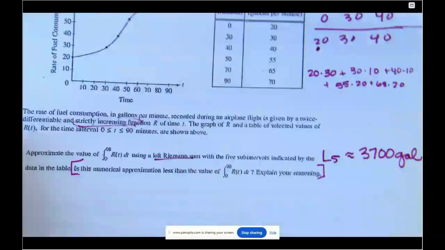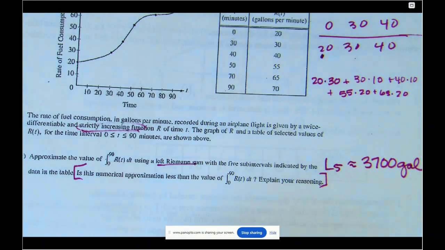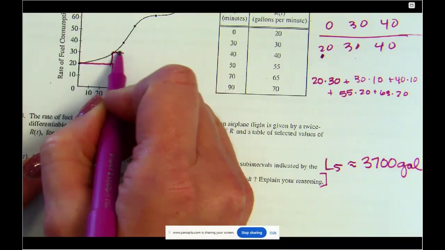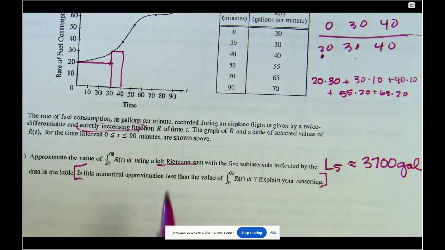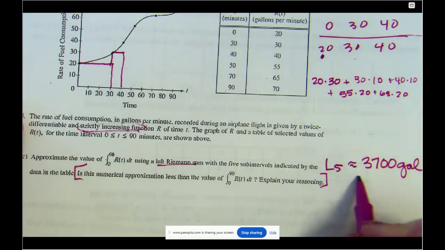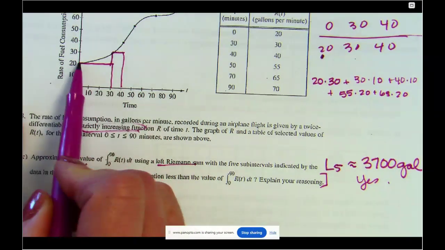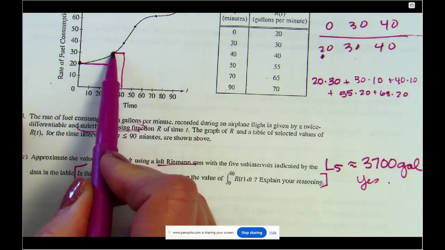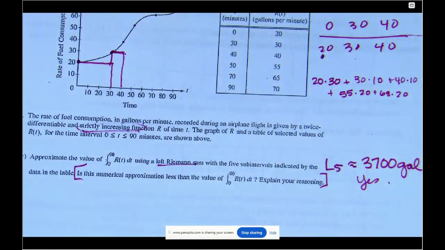Now, here's the question. Is this less than the actual value of the integral from 0 to 90? Yes, because it's increasing. If you're on the AP test, you say that on an increasing function the approximation is less than, because the left-hand value is always going to be the lowest one in the interval.